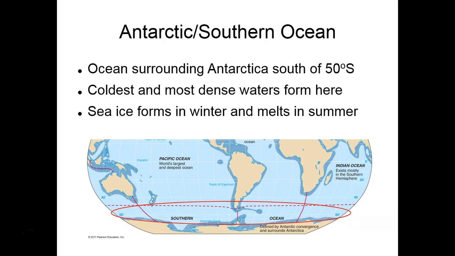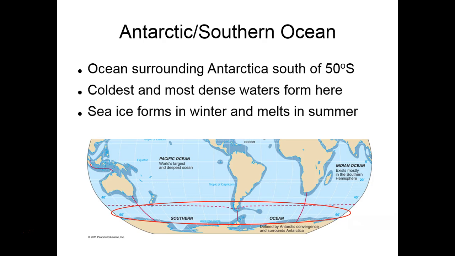This is the body of water that surrounds Antarctica and is south of 50 degrees south latitude. It's the coldest water and also the most dense water. And so we will eventually talk about ocean circulation. And when we talk about ocean circulation, we'll learn about how the sinking of very dense water around the Southern Ocean contributes to the actual movement of all of our water in the oceans.